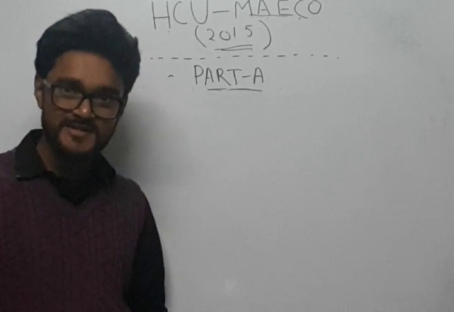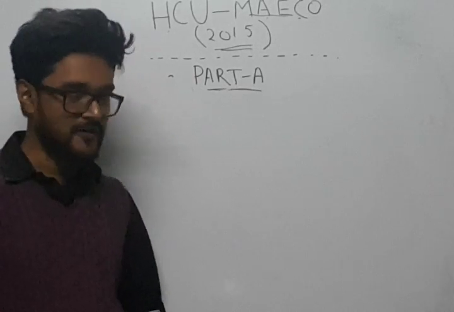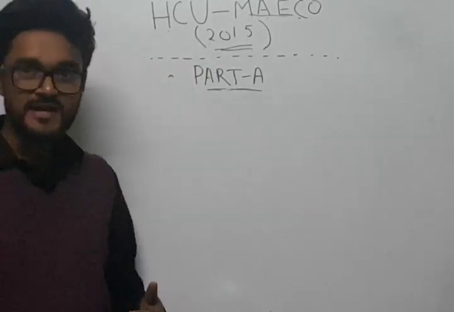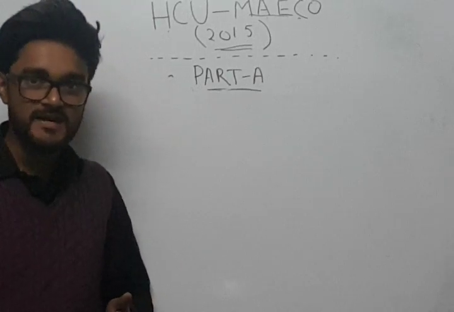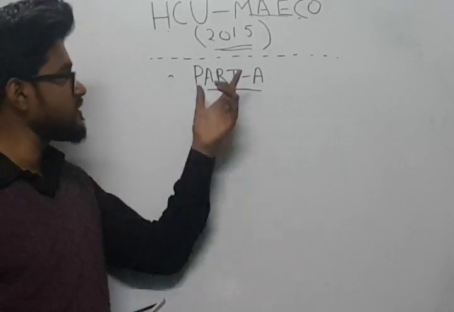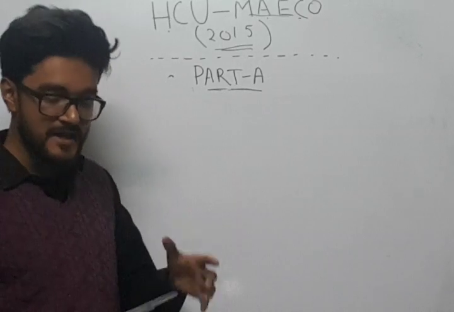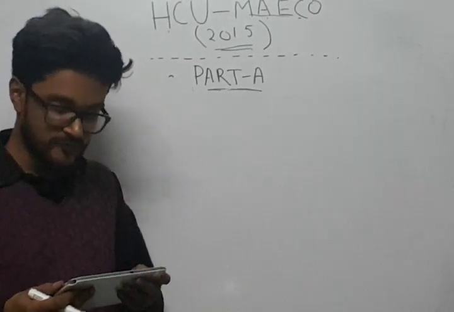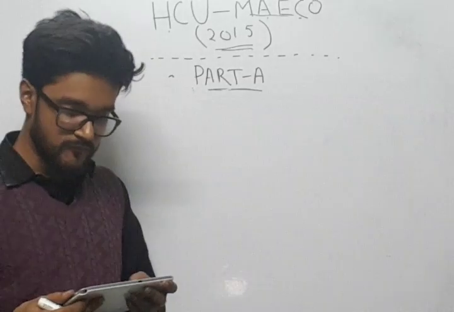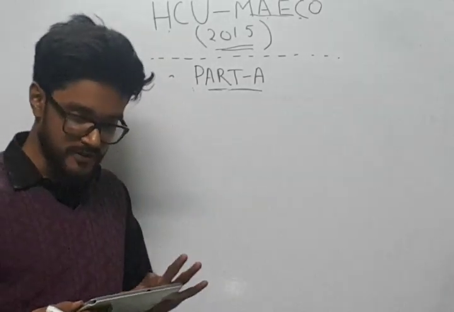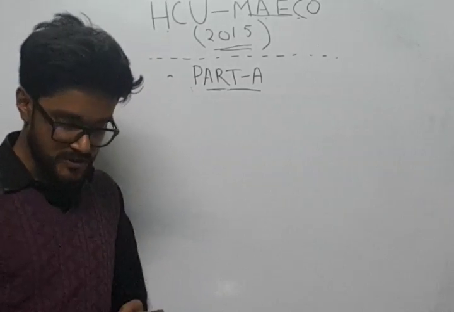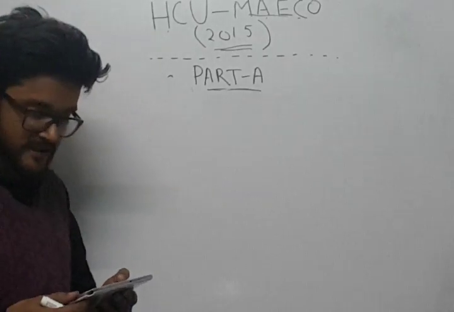So in today's lecture, we'll continue our discussion on Hyderabad University MA Economics entrance exam question solution. Today we'll be focusing on the 2015 question paper Part A. There are 5 questions which we'll solve in this video. The questions are 4, 5, 6, 7, 8.